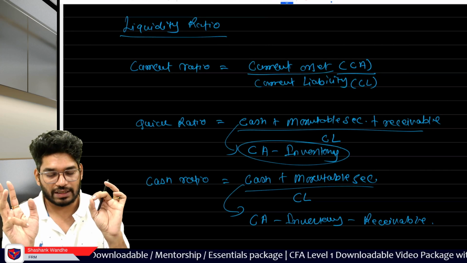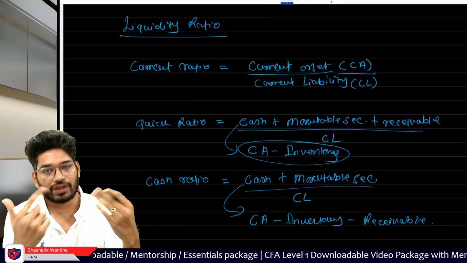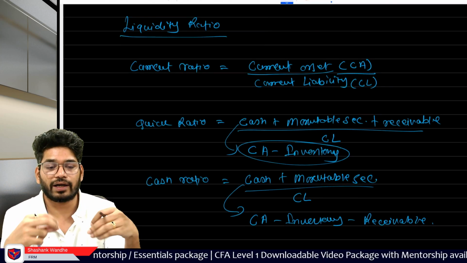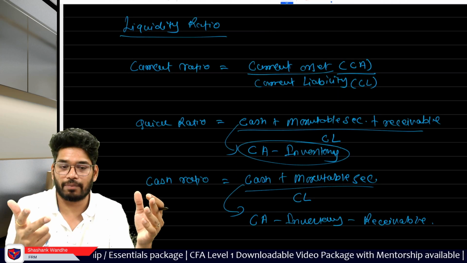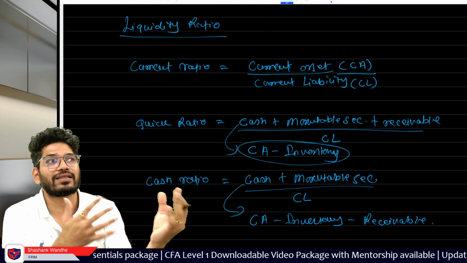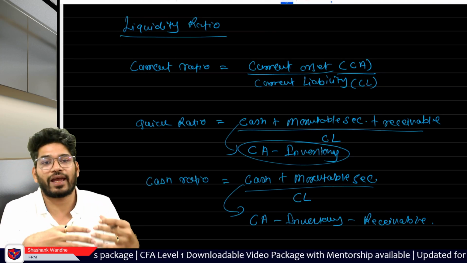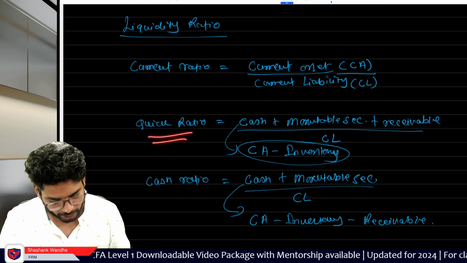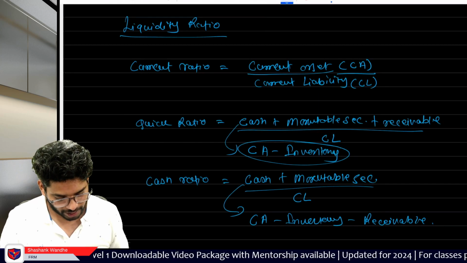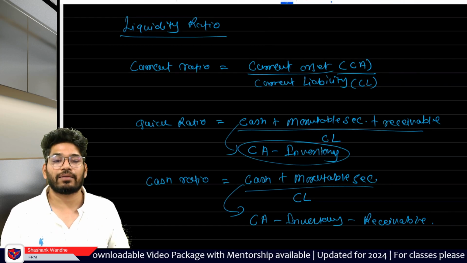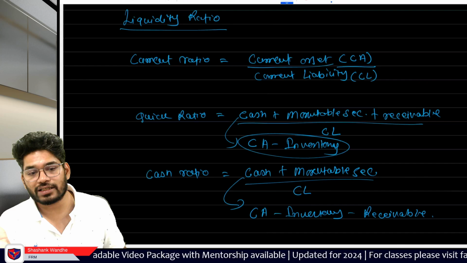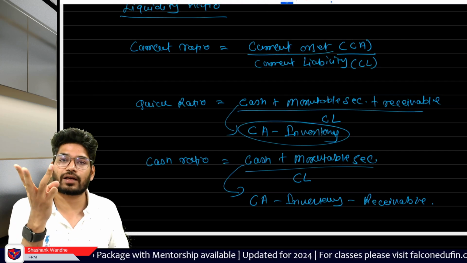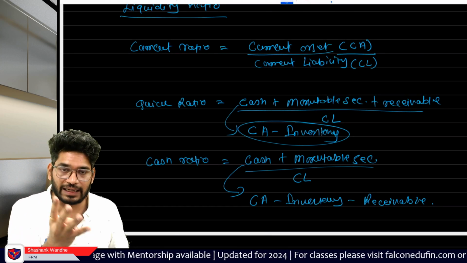Now, I'll just give you the basic purpose here. Cash, easily convertible. Marketable securities, if you need cash, you can easily sell marketable securities. And receivables, you can still ask your debtors to pay you back so that you can settle your liabilities, right? So that's why we have the quick ratio: cash, marketable securities, plus receivables divided by current liabilities. By default, the current assets formula is cash, marketable securities, receivables plus inventories.